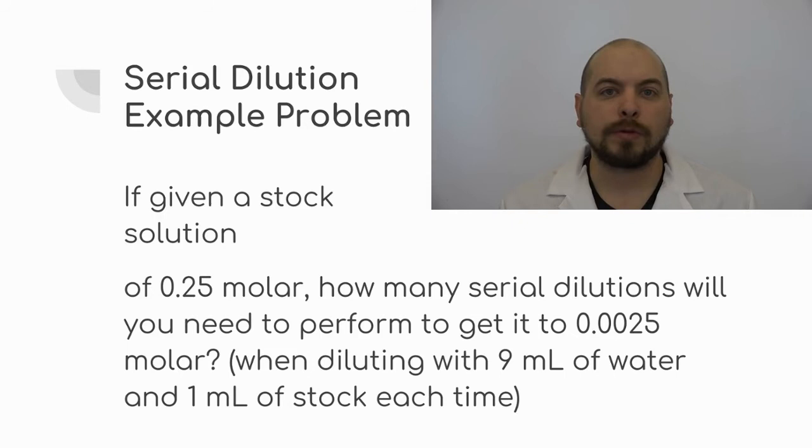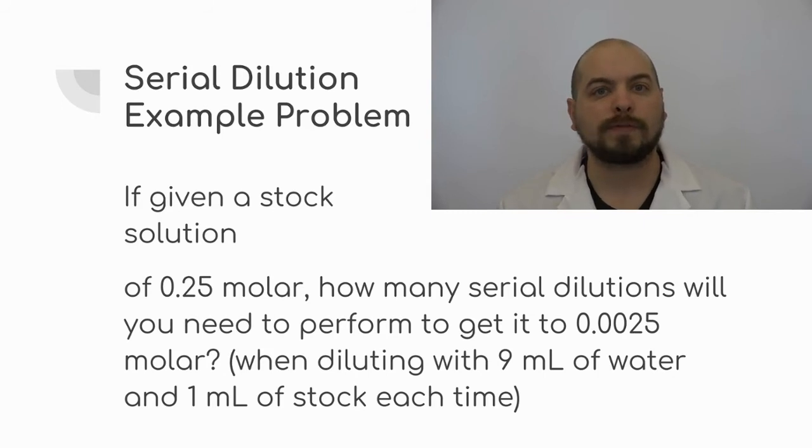That means my volume multiplied by 10, which means my concentration divided by 10. In order to do this to get to 0.0025, I have to do this twice. The first time would get me to 0.025, and then the second time to 0.0025.